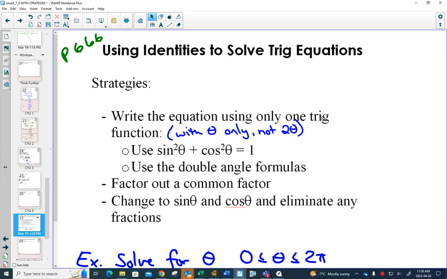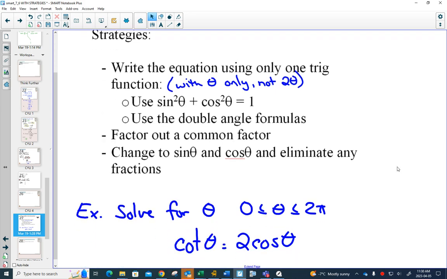But there are a couple of places where they get tricky. And so I want to summarize, when identities are present, some of the strategies that we can use. And then we'll look at some examples where these strategies come up. And I'll just scroll down so that you can see the first example when you're done writing.